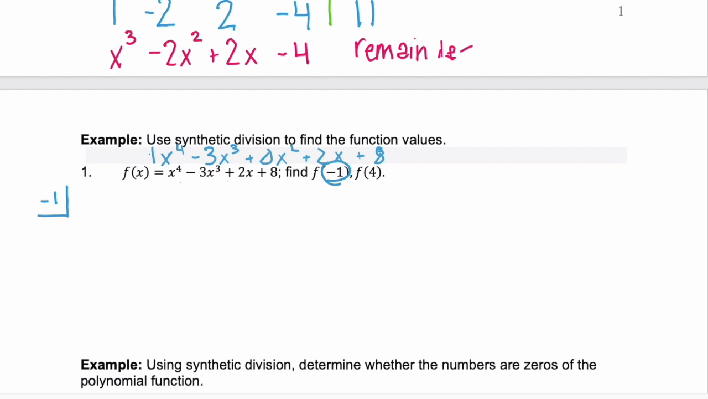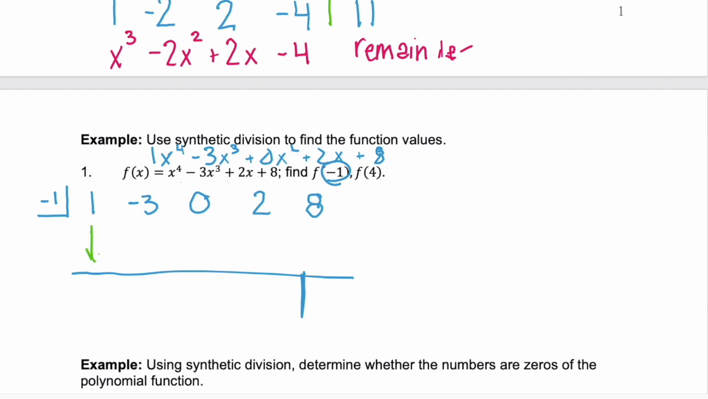Rewriting it always saves me. So now I know my coefficients. 1, -3, 0, 2, and 8. If you miss that 0, you could end up with the wrong answer. Let's draw our division line, and we want that vertical bar where our constant term is. Okay, remember, step 1. Bring down that first coefficient. Step 2, multiply that by your divisor. We get -1. Now we add vertically.